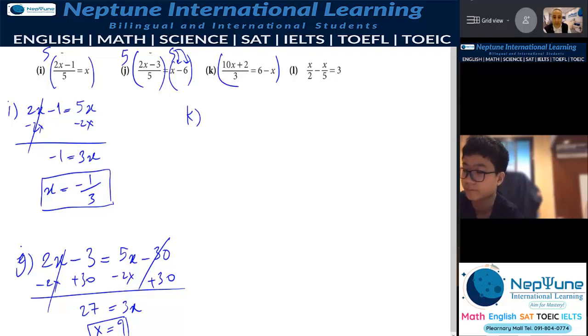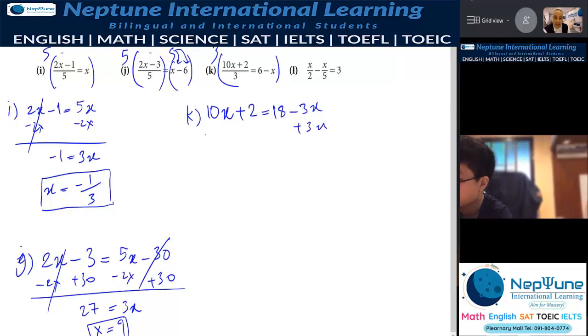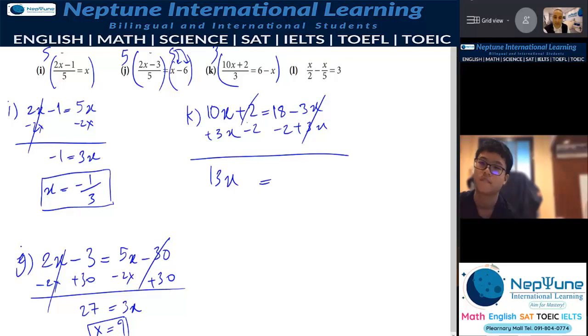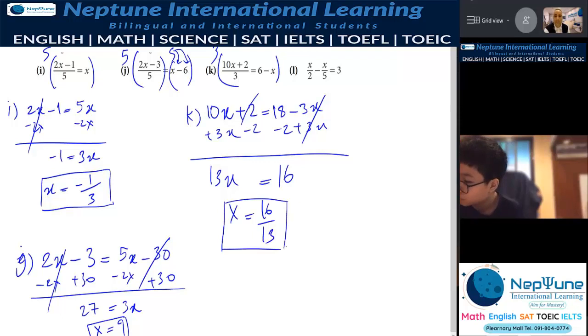K. Multiply by 3 first to get rid of the denominator. So 10x plus 2. Same, distribute this 3 to both terms. 18 minus 3x. Then, I'm going to add 3x to both sides. So to get rid of negative 3x, that's gone. 13x. Now subtract 2 from both sides to get rid of 2. That's 16. And x equals 16/13. That's the simplest form.